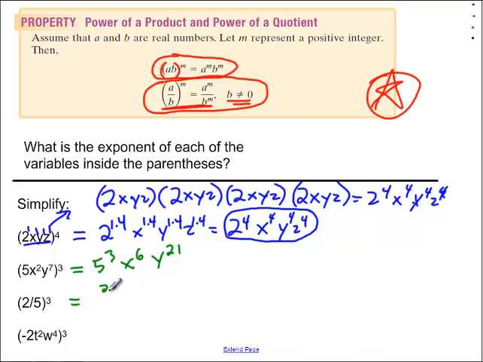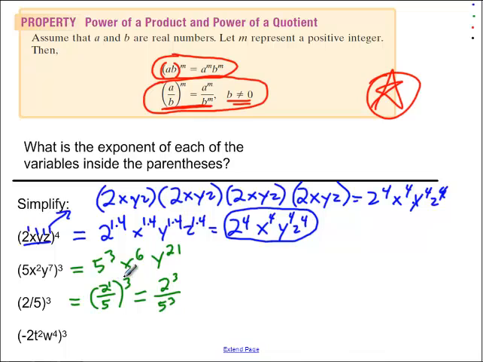This one I'm going to rewrite, and I should have pointed this out. It's easier to look at as 2/5 to the third power. And there's our question. How do we do that one? That one should be 2 to the third power over 5 to the third power.